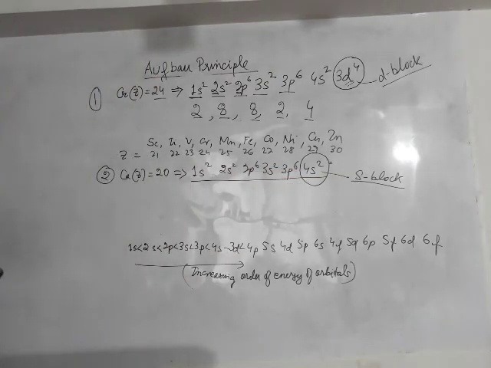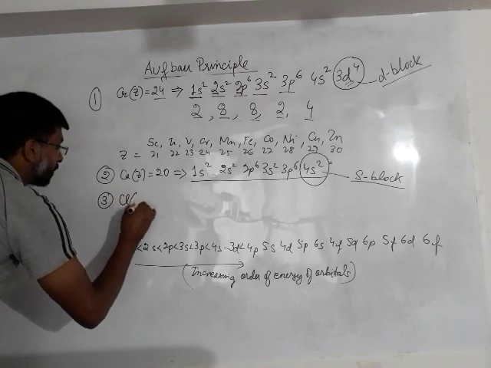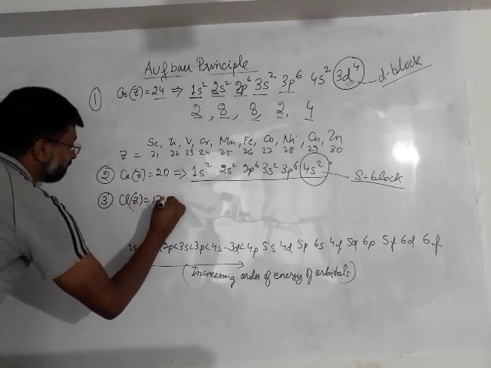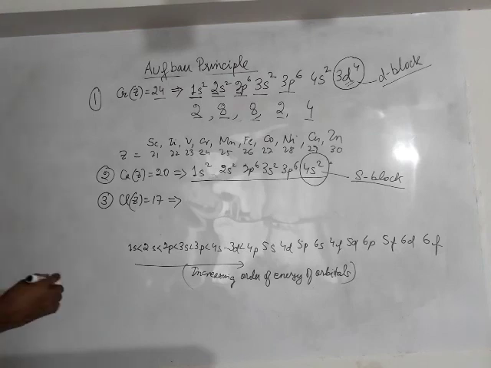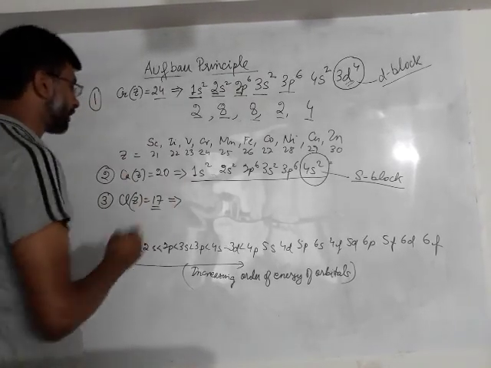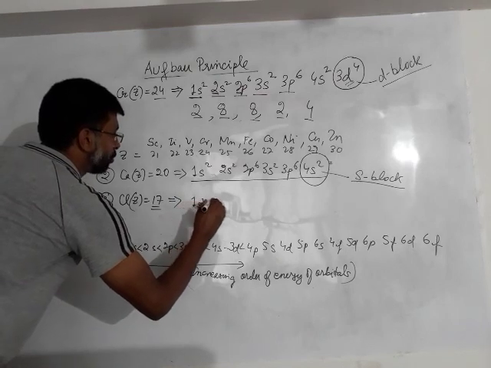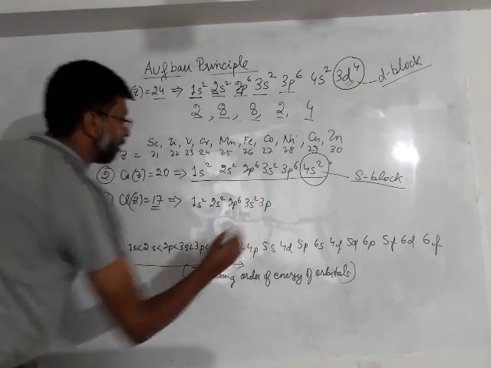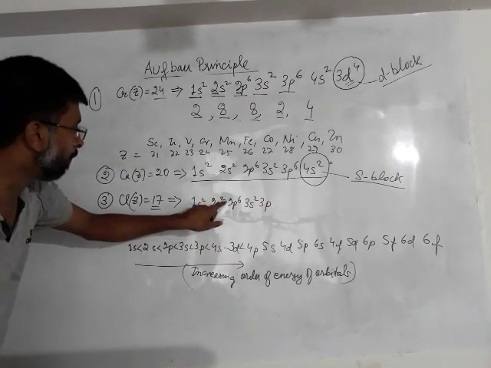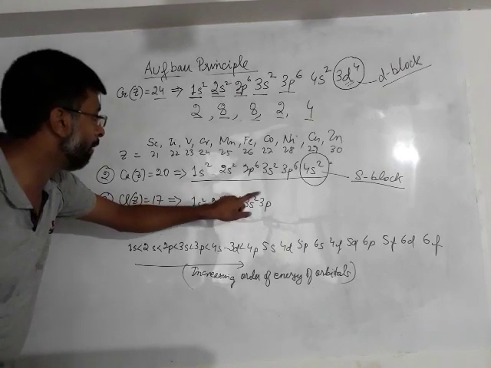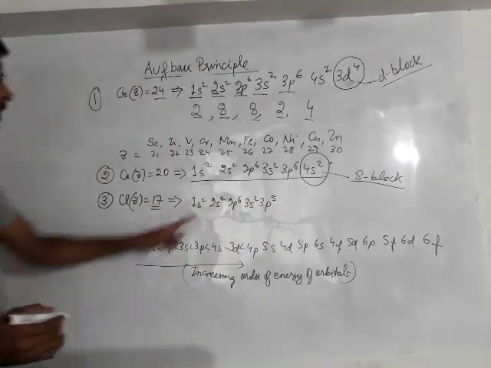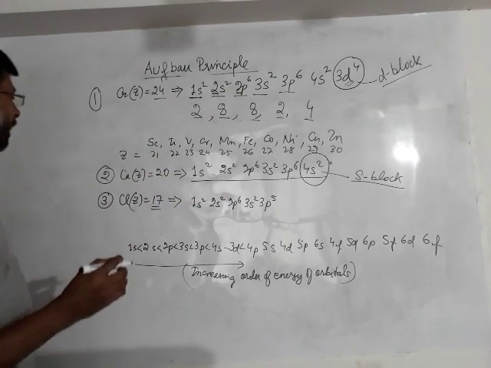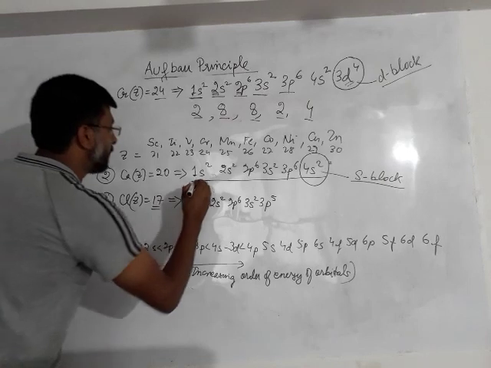Now let us do another example. Let me take chlorine. Chlorine is a non-metal, and its atomic number is 17. So let me write down the electronic configuration of chlorine. Atomic number 17 means the number of electrons is 17. So it becomes 1s2, 2s2, 2p6, 3s2, 3p5. Now let's check the total: 2 plus 2, 4, 4 plus 6, 10, 12, 12 plus 5 makes 17.